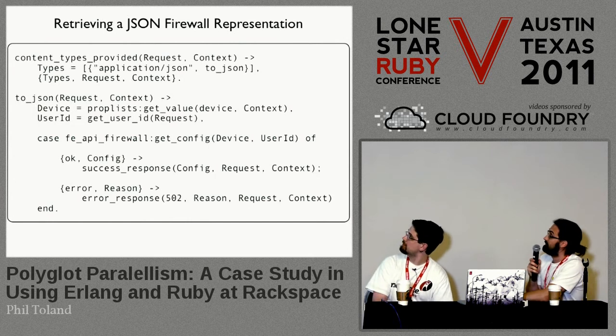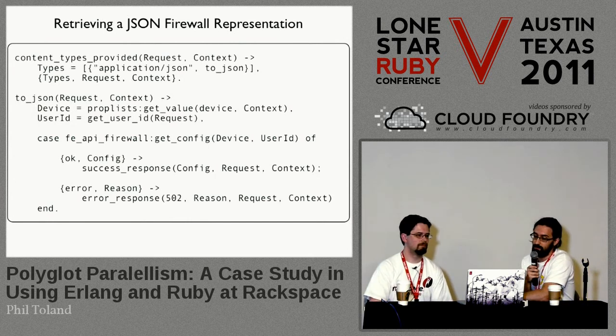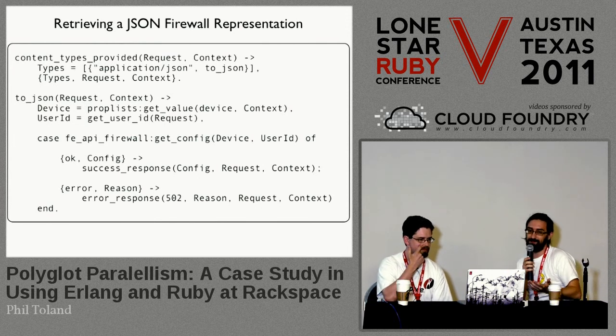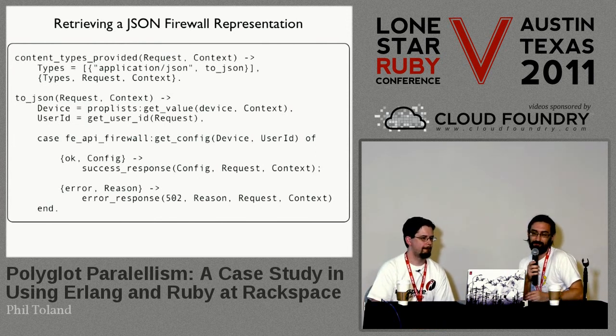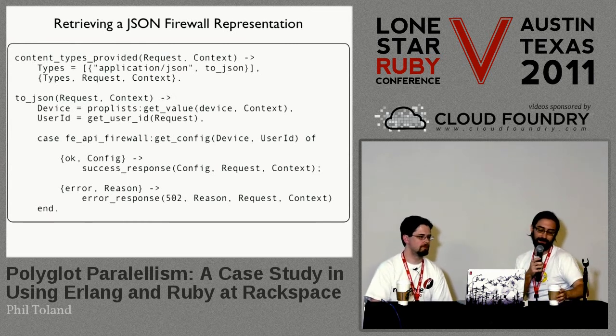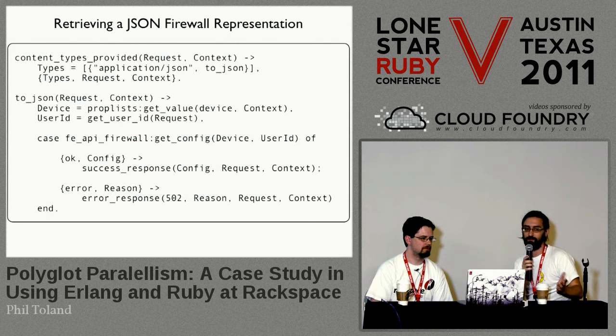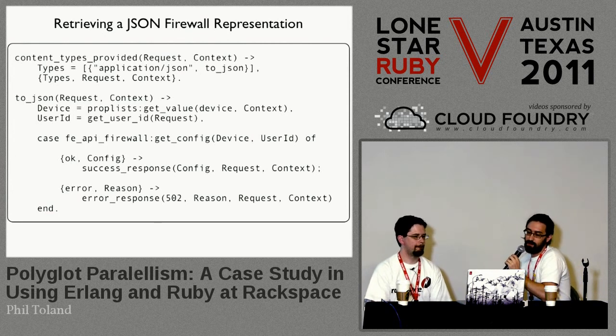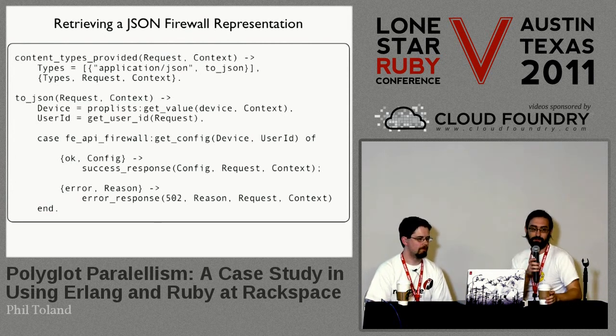Here's a slightly more complex one from that firewall API. The content types provided: this is the function that Web Machine calls for you to determine which content types you provide to clients. There's an analog, content types accepted, but if you want to see all the details, you can go to the Bash Show website. And then you can see here on the first line it says types, and that is application/JSON, and then it returns that atom. Now that string there is for the purpose of the client, for the edification of the client. The second one is for Web Machine.